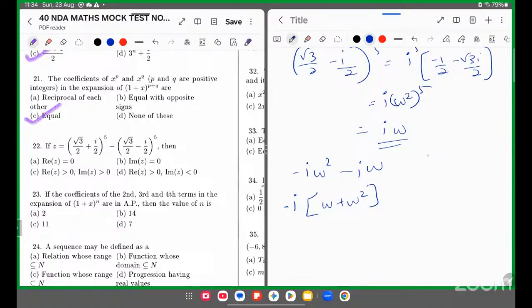I know that omega plus omega square is minus 1. So minus iota into minus 1, it will become minus minus plus, iota. So plus iota means the real part is not there. That means the real part is 0. So the answer will be option A.